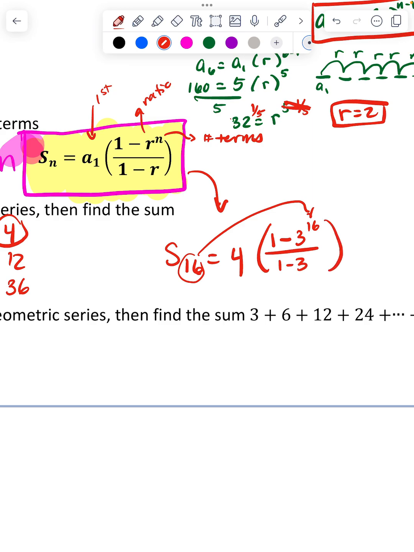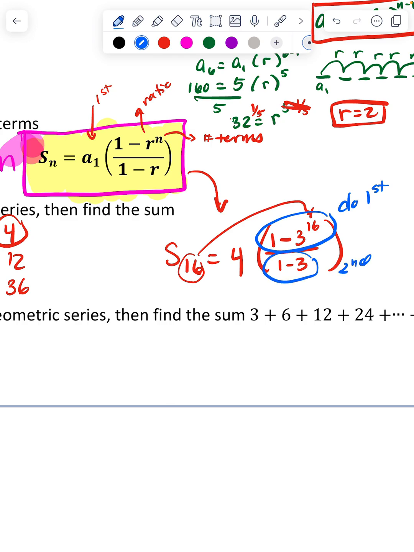Now these are tricky, and I would highly recommend that you do this first on your calculator. So let's do that. Let's do 1 minus 3 to the 16th. You're going to get a really big number. 1 minus 3 raised to the 16 power. I got like negative 430467720.